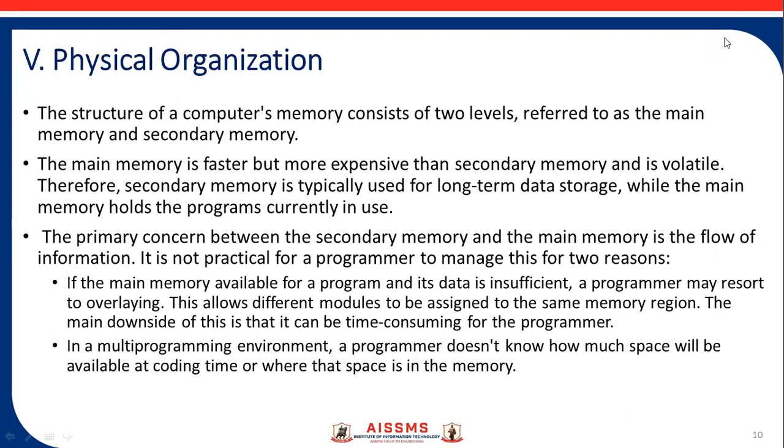Next is the physical organization. The structure of a computer's memory consists of two levels, referred to as the main memory and secondary memory. The main memory is faster but more expensive than secondary memory, and is volatile. Therefore, secondary memory is typically used for long-term data storage, while the main memory holds the programs currently in use. The primary concern between the secondary memory and the main memory is the flow of information.